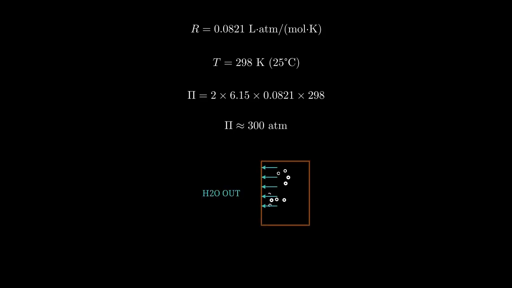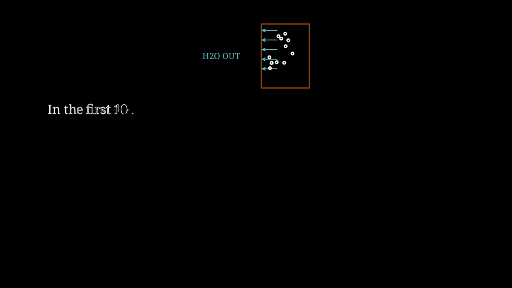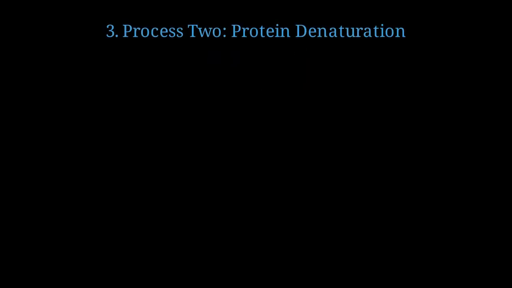This massive pressure drives water molecules out of the meat tissue in the first few minutes of salting. During the first 10 to 15 minutes, you'll see significant water loss from the meat surface. But while osmosis pulls water out, salt simultaneously triggers a second crucial process. The sodium and chloride ions don't just sit there, they actively interact with muscle proteins.